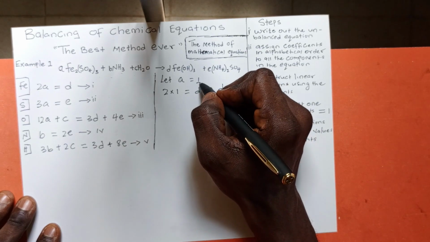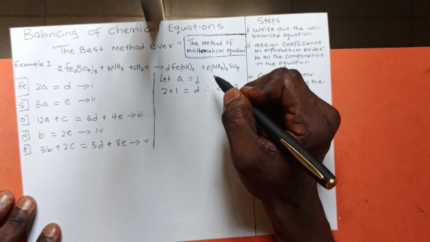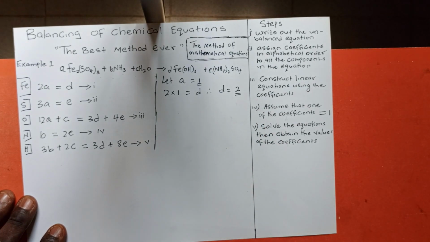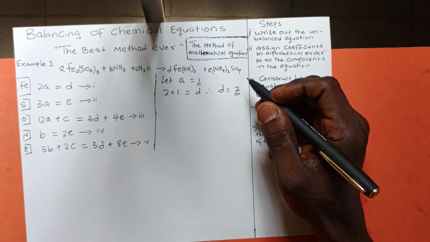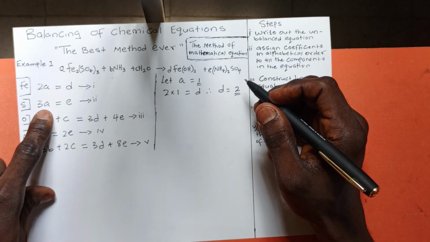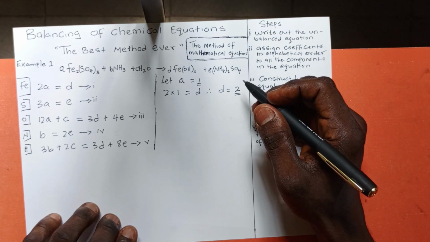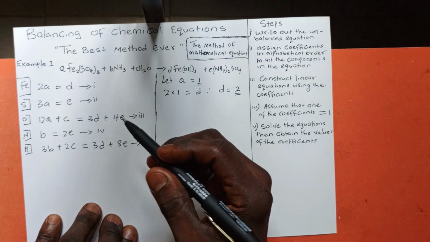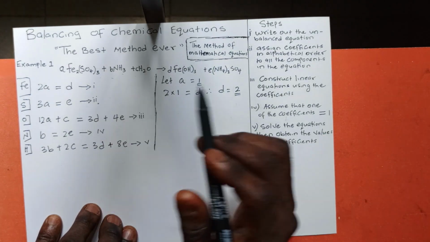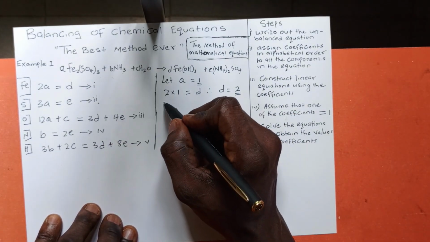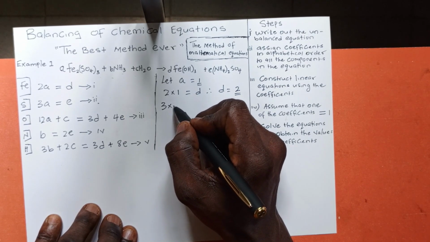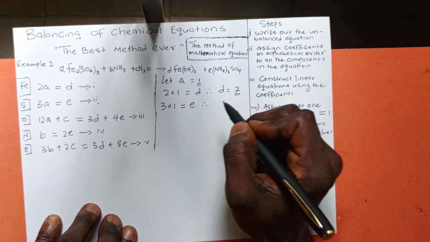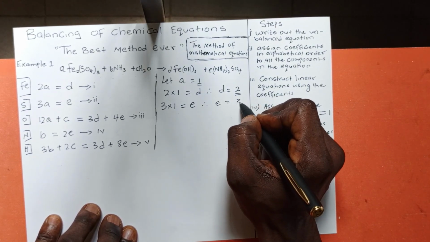So I have 2 parameters so far. I have A is equal to 1 and D is equal to 2. Moving on to the next. What is the next coefficient I can easily find without stress? Now, I have my A equal to 1, so I can easily find E from here. So therefore, since my A is equal to 1, I can substitute A into equation 2 to find my E. So what do I do? So I will say 3 multiplied by 1, which is A, is equal to what? E. So therefore, E is equal to 3.